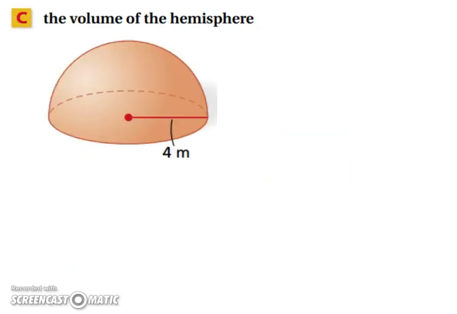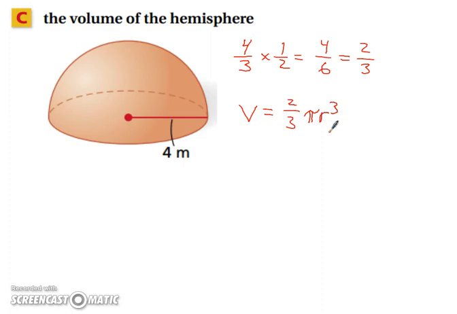The volume of a hemisphere. The first thing we may want to do is figure out what half of the volume of a sphere is. So we can take half of 4/3, which is going to leave us with 4/6, which can then be reduced to 2/3. So the volume formula for a hemisphere, and you may want to put this down somewhere, instead of being 4/3, it's going to be 2/3 pi r cubed.